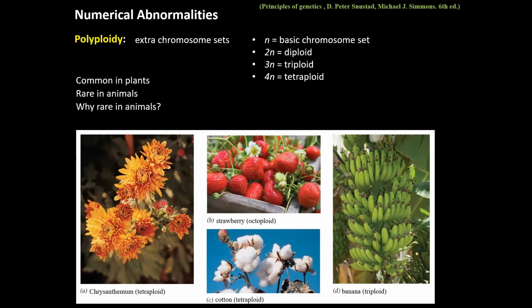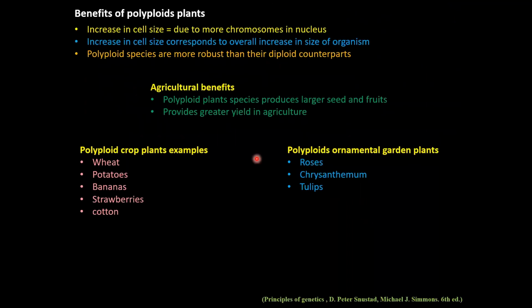These are some of the examples of polyploid plants: chrysanthemum, strawberry, cotton, banana. Chrysanthemums are tetraploids, strawberry is octoploid, cotton is tetraploid, and banana is triploid. So there are some benefits of polyploid plants.